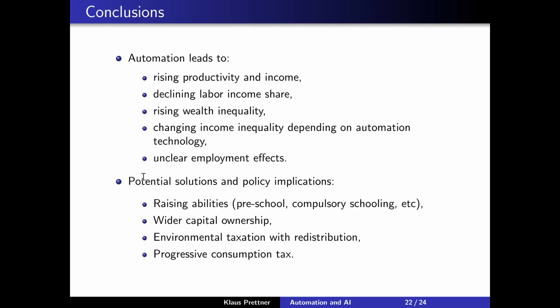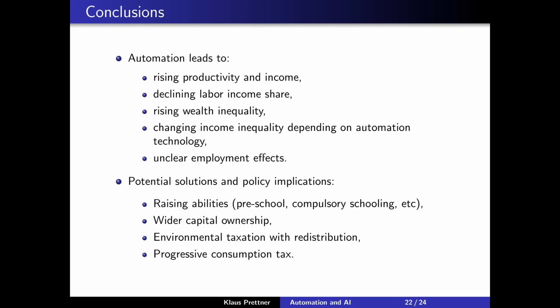What could be potential policy levers that could help us to mitigate the negative effects of automation, support the positive effects, and so on? So one is definitely raising abilities. So educate the people, invest in education, invest in retraining for those who become unemployed because of automation, and so on and so forth. So this will help quite a lot, but of course it's not a silver bullet.